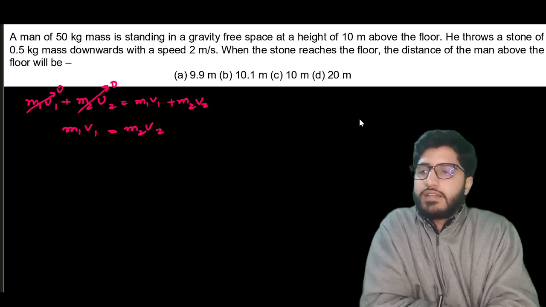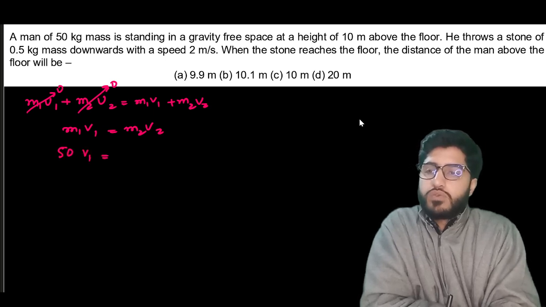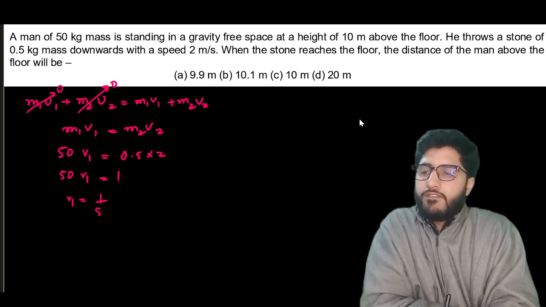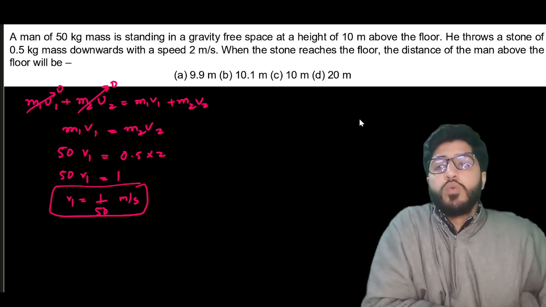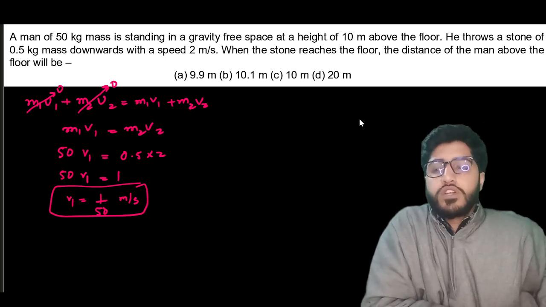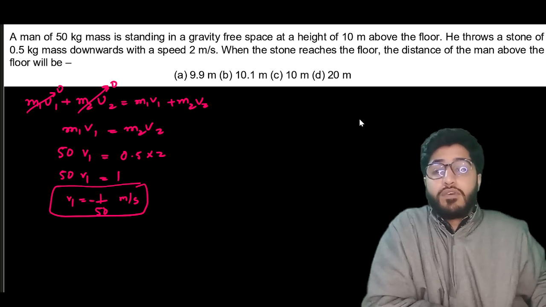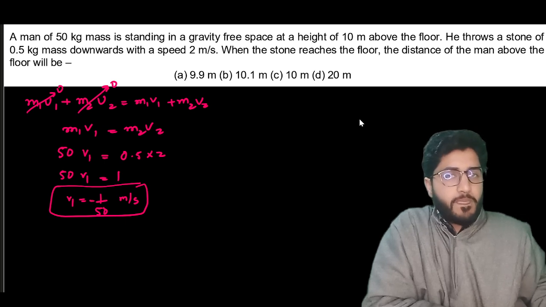M1 is the mass of the person, that is 50 kilogram, with velocity v1. M2 is the mass of the stone, that is 0.5, and velocity v2 is 2. So 50 v1 equals 1. v1 is 1 by 50 meters per second. If the stone is going downwards with velocity 2 meters per second, then opposite to it we have the velocity of the man, which is 1 by 50 meters per second.